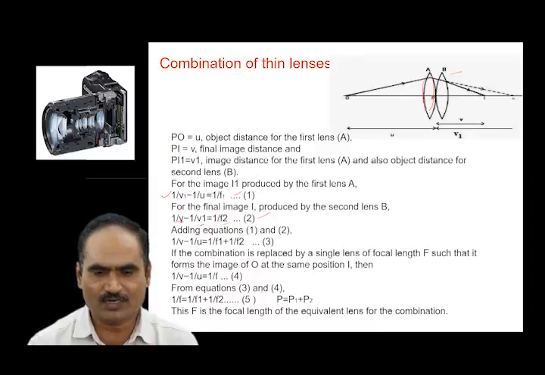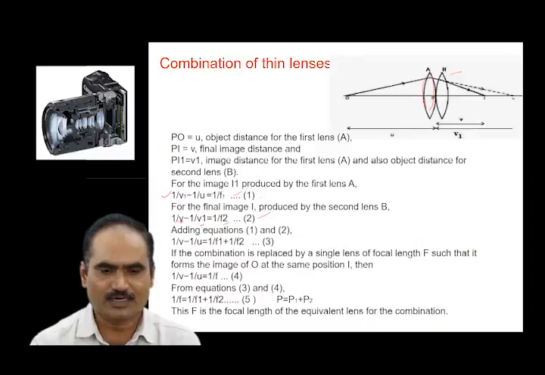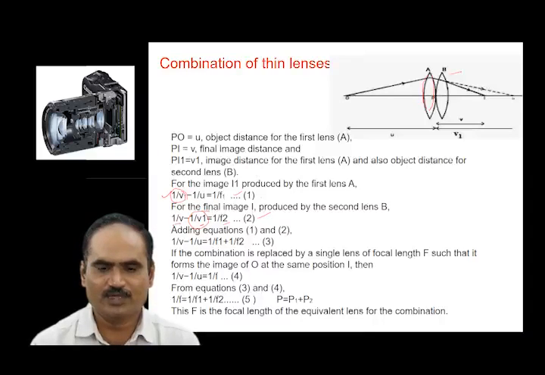So combining equations 1 and 2, if we add these two together, then the 1/V1 terms get cancelled, because one is negative and the other is positive. What is left is 1/V and minus 1/U, which we write here: 1/V minus 1/U is equal to 1/F1 plus 1/F2.